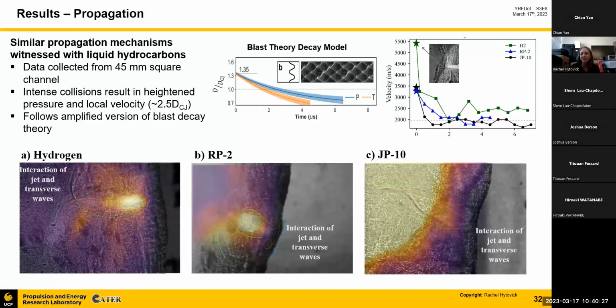But every time we saw these collisions, we saw this really bright band of chemiluminescence and then a very high velocity, about 2.5 times the detonation CJ velocity. And then also it was an amplified version of blast decay theory, which made it a little more interesting because we were seeing much more than we were expecting to see.